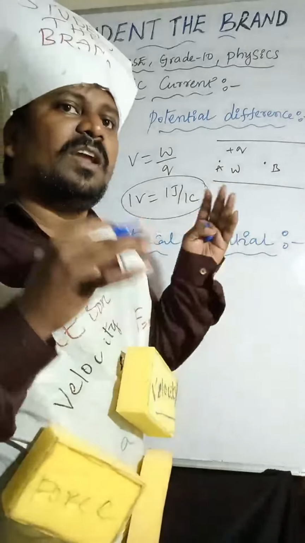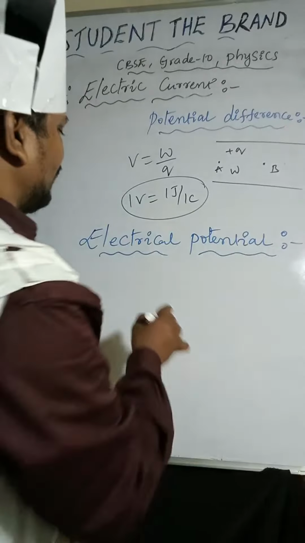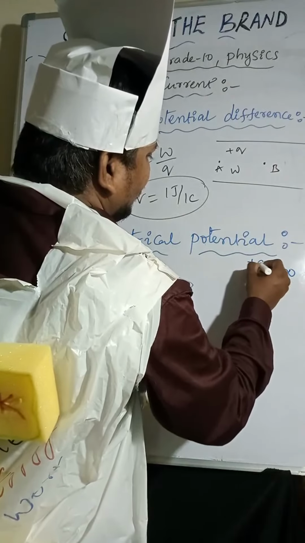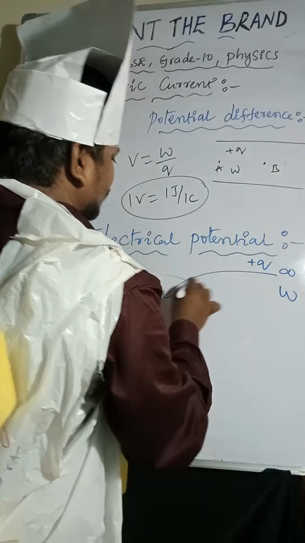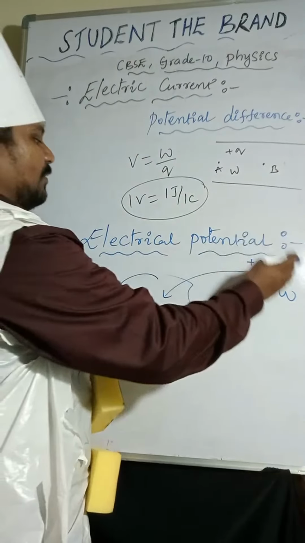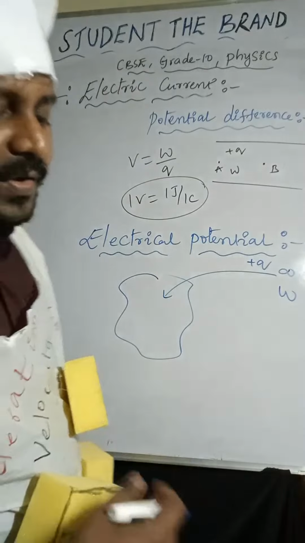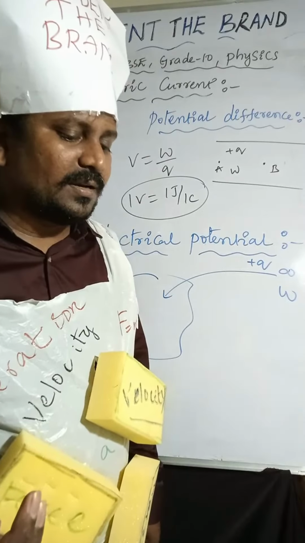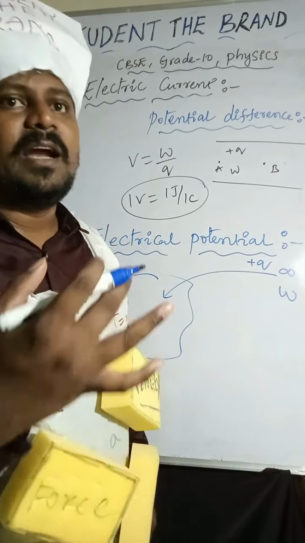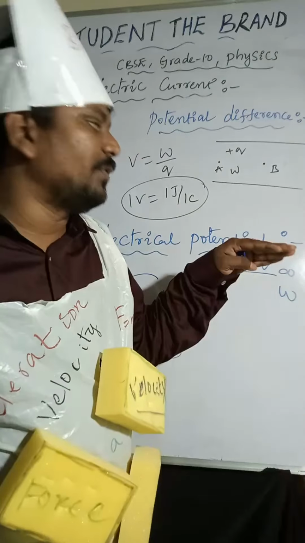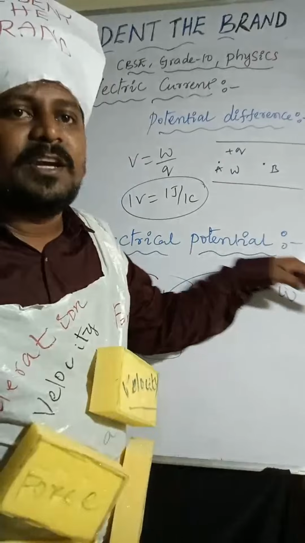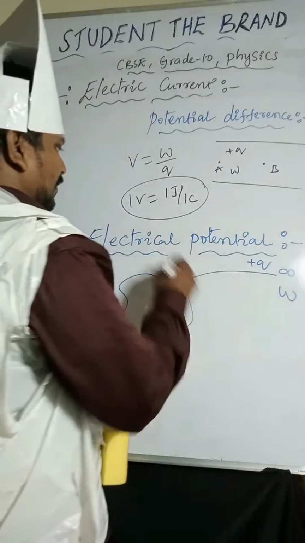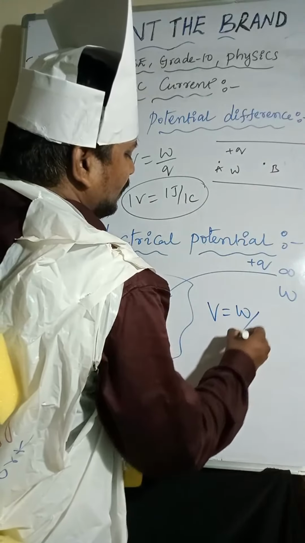work done to bring unit positive charge from infinity to the required field. So this is the infinity. We are taking the positive charge and doing some work. We are bringing the positive charge from infinity to the required field. We are doing some work to bring unit positive charge from infinity to the required field; this is called electrical potential. So V equals W by Q.